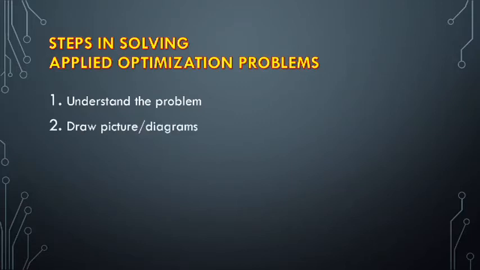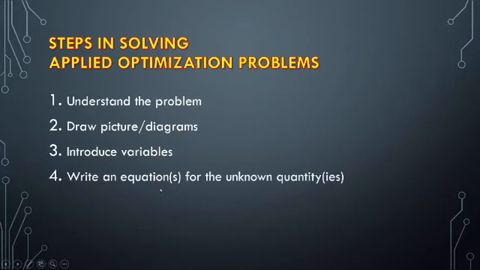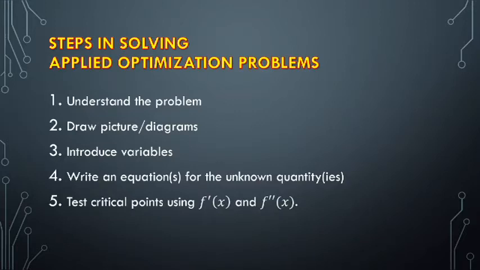optimized. Number two, draw a picture or diagrams, label any parts that may be important. Number three, introduce variables. You can list every relation in the picture as an equation. Number four, write an equation or equations for the unknown quantities in terms of the other unknowns. Or you can express an unknown as a function of a single variable. Number five, test critical points and endpoints in the domain of the unknown and use what you know about the functions, and use the first and second derivative to identify and classify the critical points.